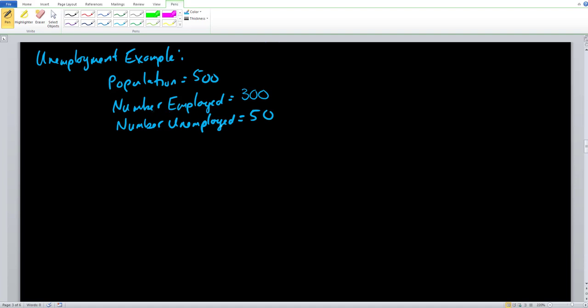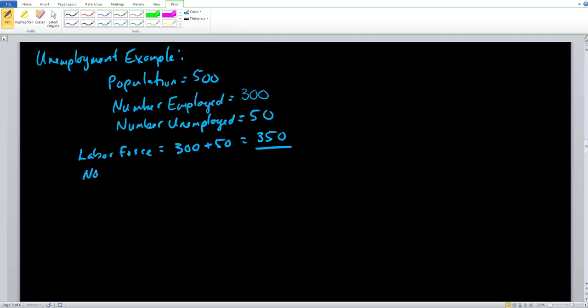So starting us off, let's go ahead and ask how many people are in the labor force with these three numbers right here? If we remember, the labor force is a sum of those employed and unemployed. So it's simply going to be 300 plus 50. The number of people that are declared in our labor force is equal to 350 people.